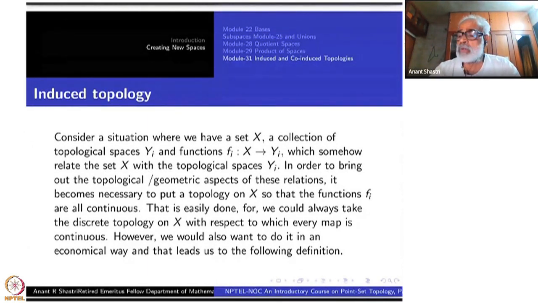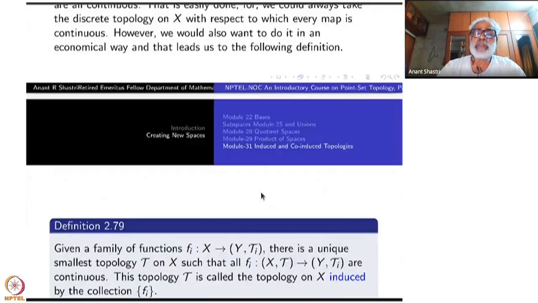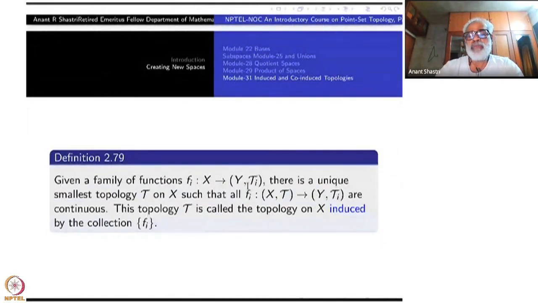Okay. So we want the topology to do something with these Yi's and something with the Fi's. So that is one thing why we reject taking the discrete topology. Second, it is too good, it is too much to be expected. It is not economical to put so many open sets. Okay, so that leads us to the following definition. We want to do it economically. That is the key word here. Given a family of functions, you want them to be continuous. So this definition says there is a unique smallest topology tau on X such that all the Fi's are continuous.